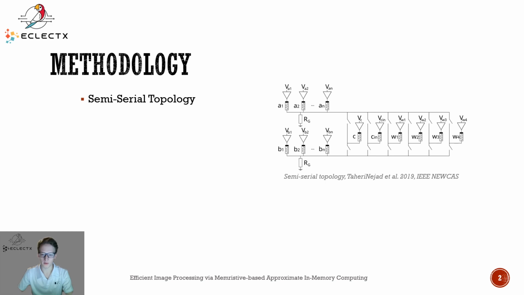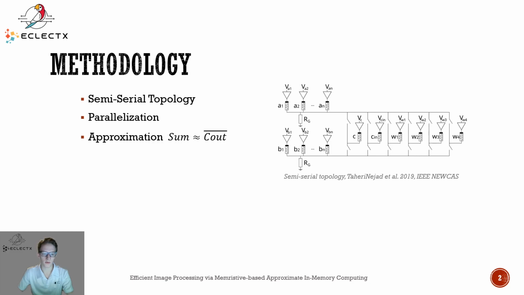For this we used the semi-serial topology, as you can see here, which consists of 2 computational areas that are independent of each other, enabling a parallelization compared to other topologies. Both of these computational areas can be connected to the carry memristors, so the C and the C-in, and also the work memristors, which are used to store intermediate results.